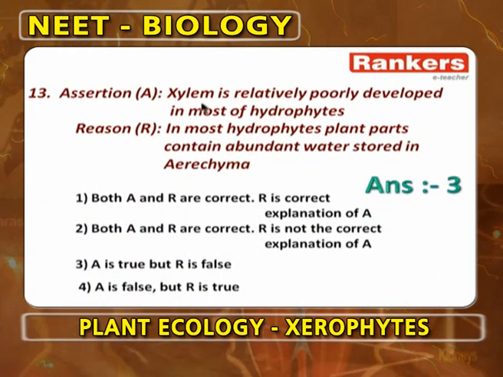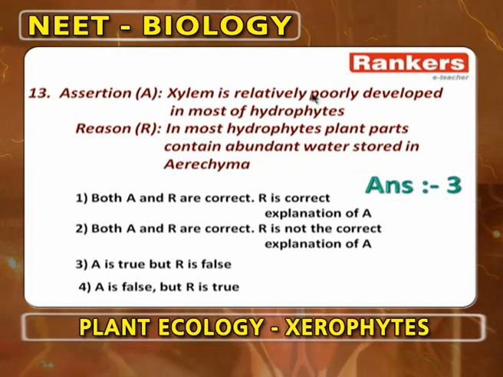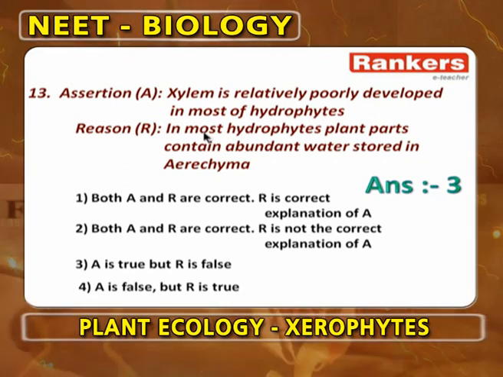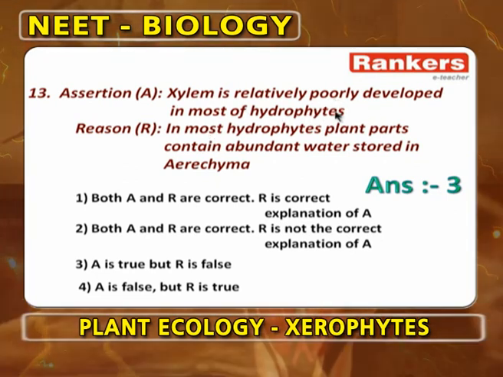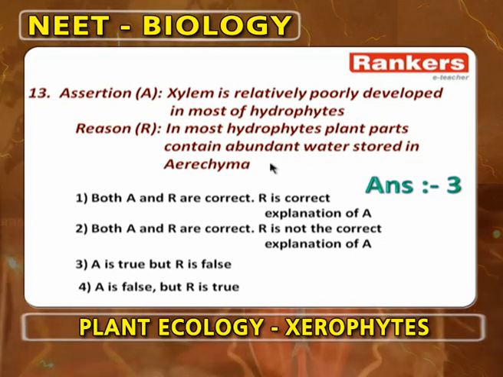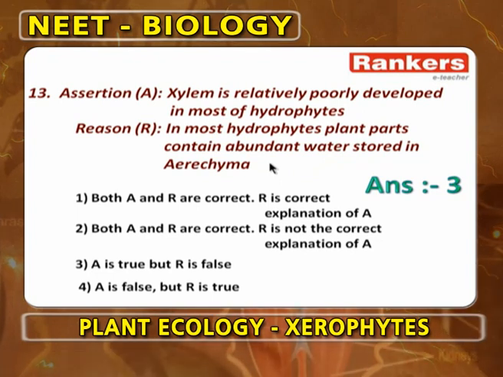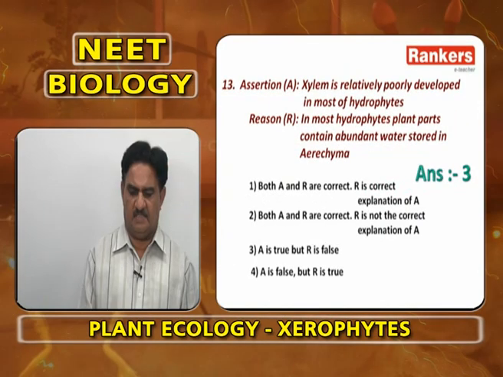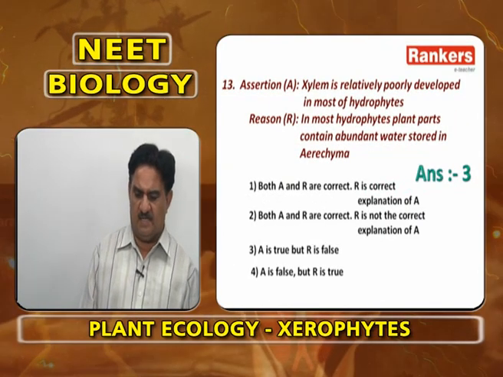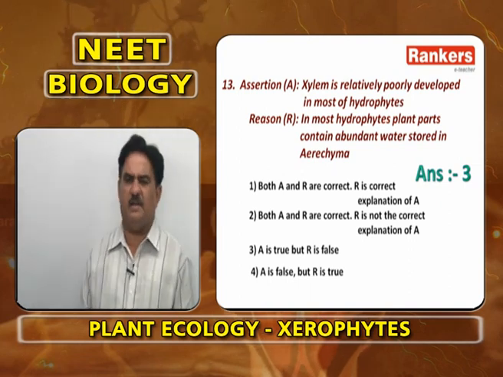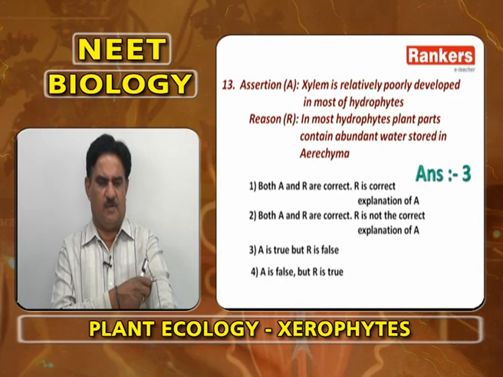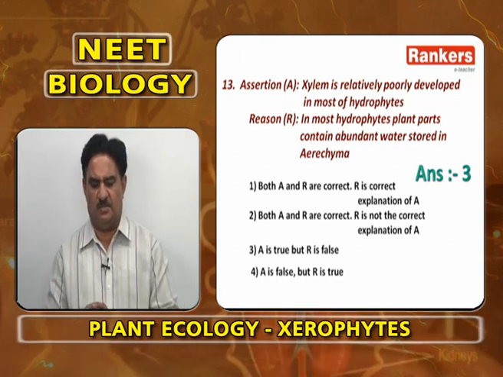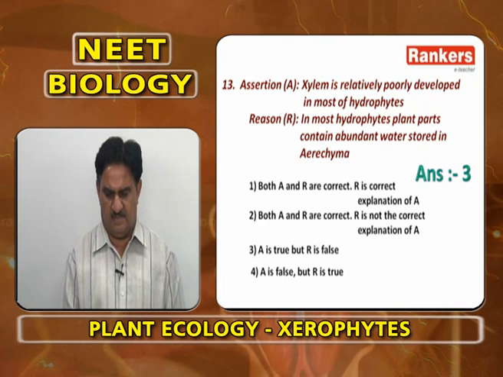Assertion and reasoning. Assertion A: Xylem is relatively poorly developed in most of the hydrophytes is correct. Reason: in most hydrophytes, plant parts contain abundant water stored in parenchyma. It is wrong. Parenchyma does not store water, it stores gases. Parenchyma absolutely does not store water, it only helps in storing gases. So A is correct and R is false.